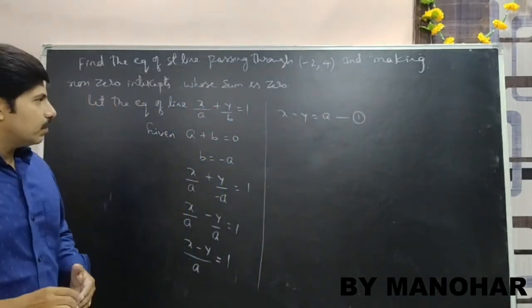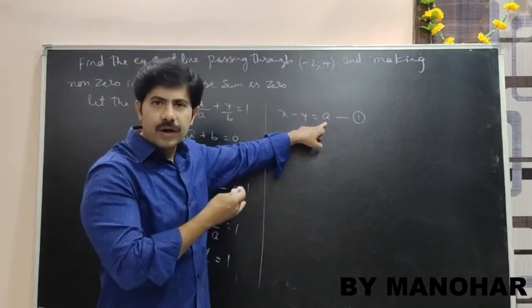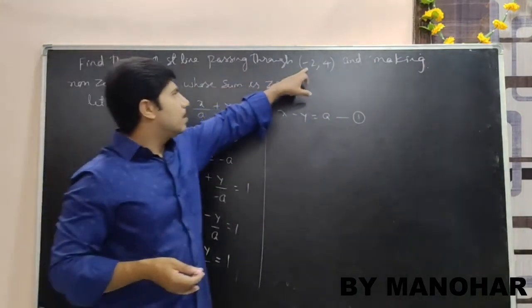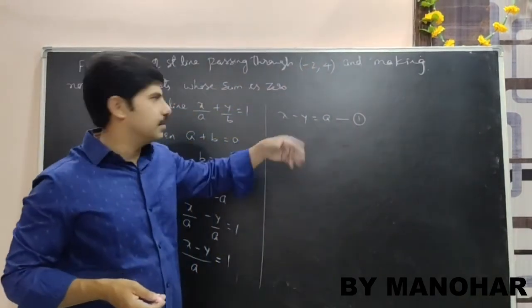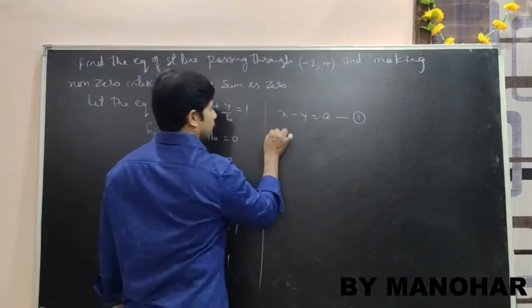Okay, now here we have to find out a line. X minus y is equal to a. A is a constant. Now we have to find out that constant. How to find the constant? Again they will give a condition. Minus 2 comma 4 passes through the line. So passes through which line? First equation only.